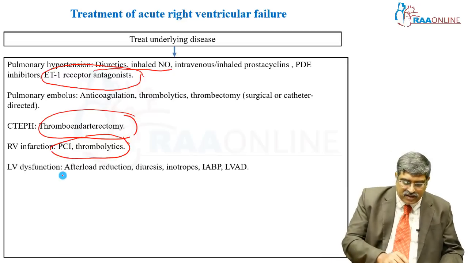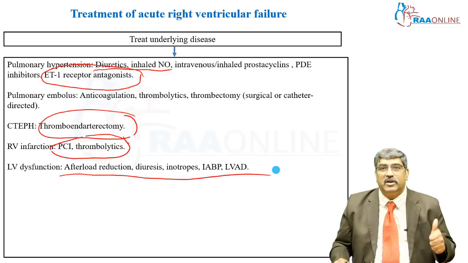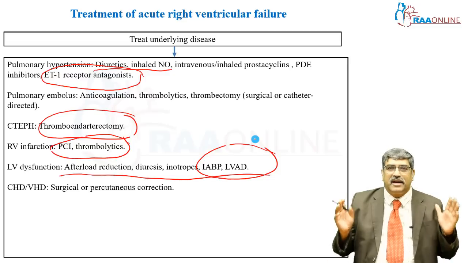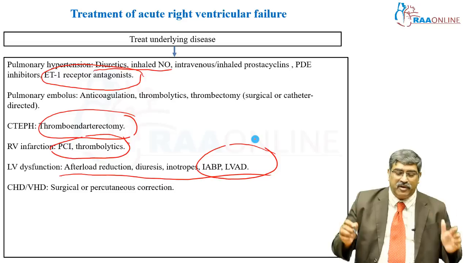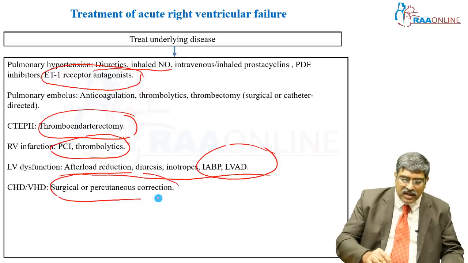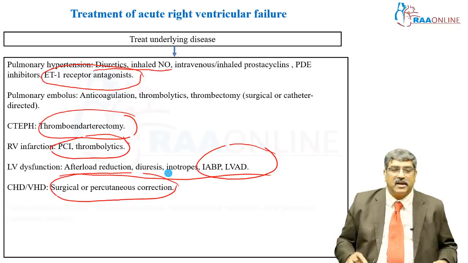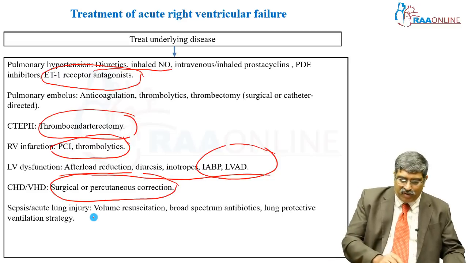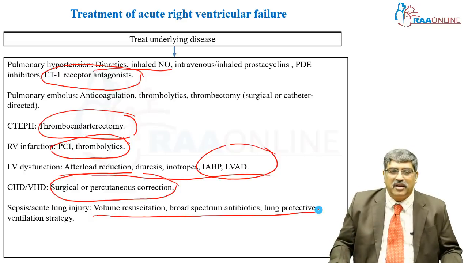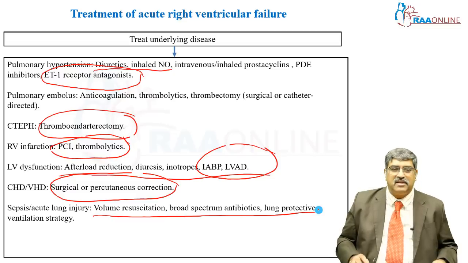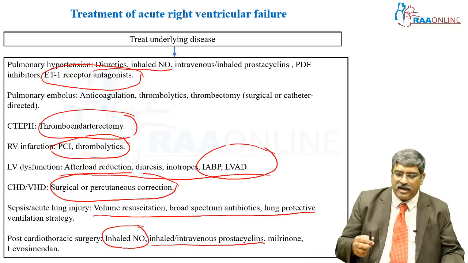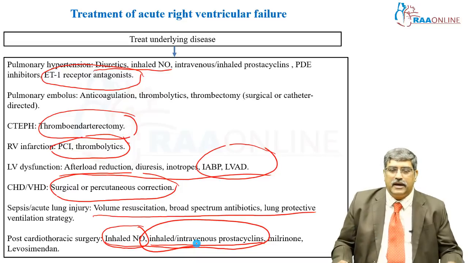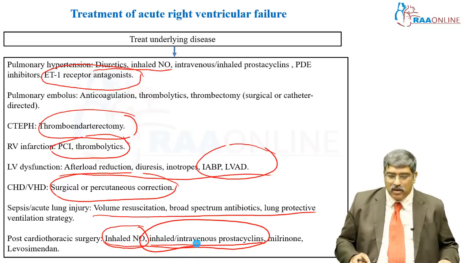LV dysfunction, treat the LV dysfunction with afterload reduction, diuretics, inotrope or mechanical support to the left ventricle. In case of congenital heart disease or valvular heart disease causing right ventricular dysfunction, you have to surgically correct it or go for percutaneous correction. In case of sepsis and acute lung injury, ALI, you go for volume resuscitation, broad spectrum antibiotics, lung protective ventilatory strategy. And in case of post cardiac surgery where right ventricular dysfunction is common, go with inhaled nitric oxide, inhaled and intravenous prostacyclin, milrinone and levosimendan.